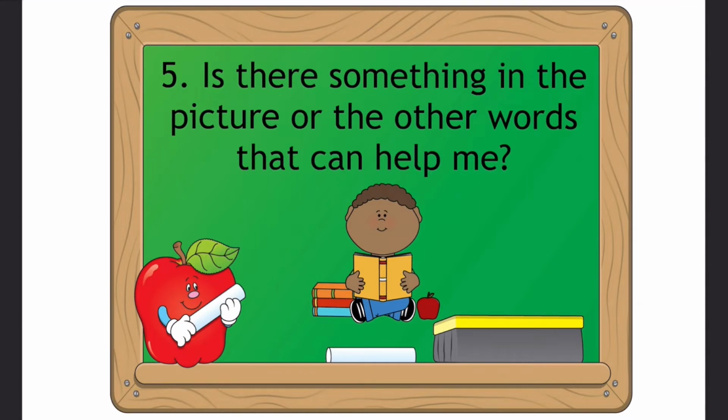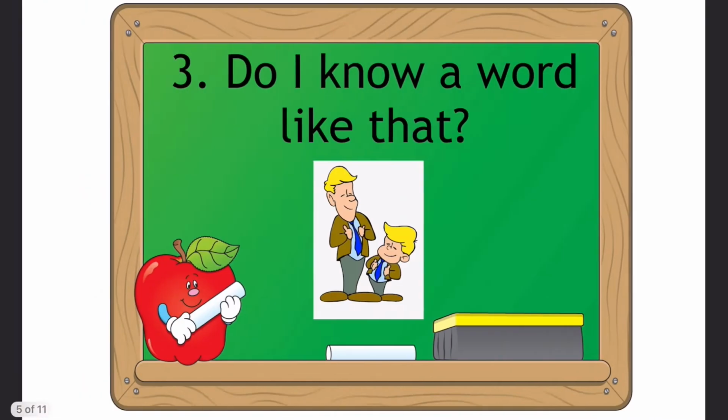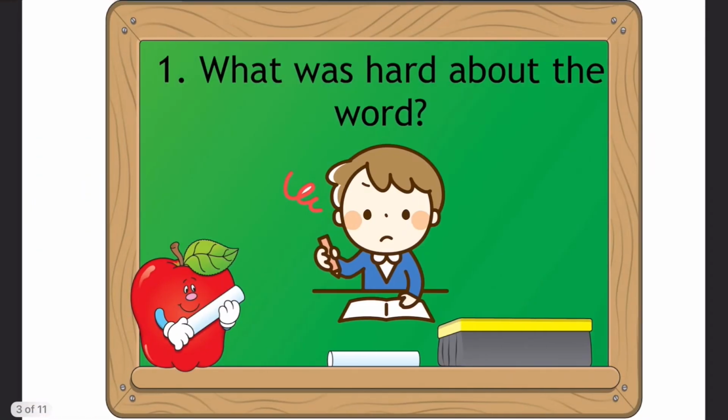So now that we know the 5 important questions to ask ourselves, let's discuss how to answer these questions. Let's go back to question number 1, which is, what was hard about that word? To answer this question, think about if sounding out the word was hard, or if knowing the meaning is what was hard. And ask yourself, are there sounds that you do not know how to sound out? Or have you ever heard these types of sounds before? After asking yourself these questions, you'll be able to know what was hard about the word, whether it was sounding it out or knowing the meaning of it.